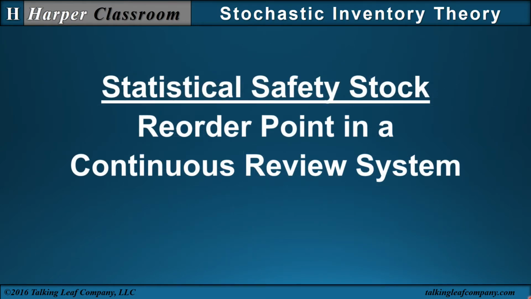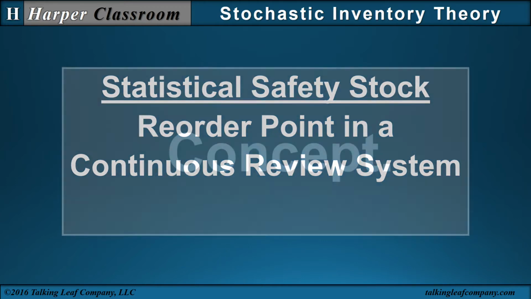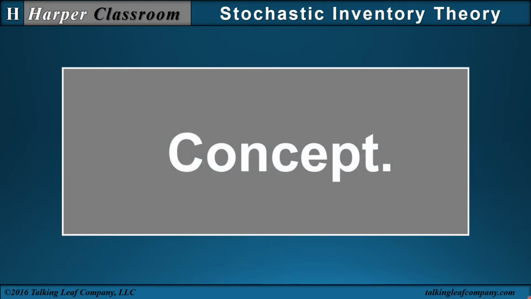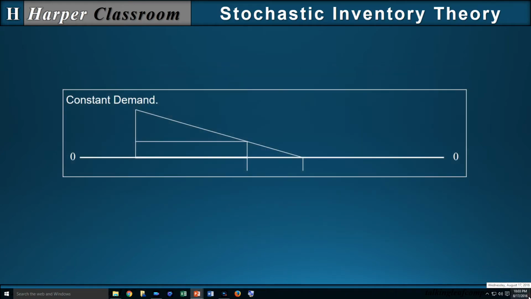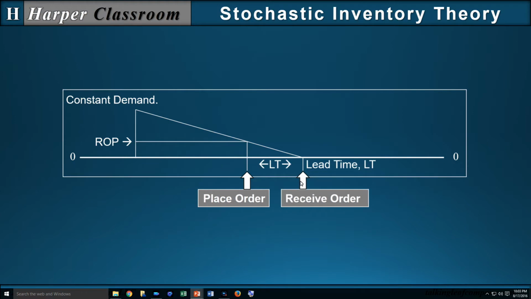Now, statistical safety stock, reorder point in a continuous review system. First, concept. So let's start with constant demand. As we distribute items to our customer to satisfy demand, our inventory level drops. At this point, we place an order, that's ROP. And then we receive our order right here. The difference between when we place an order and receive an order is our lead time.